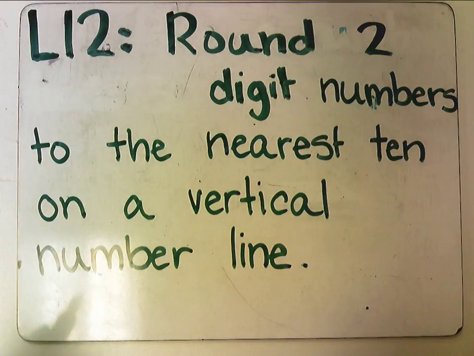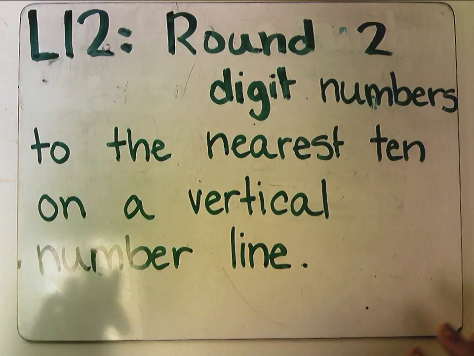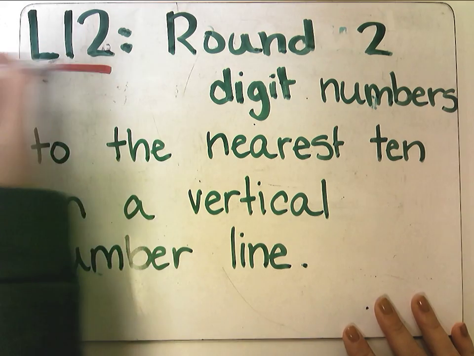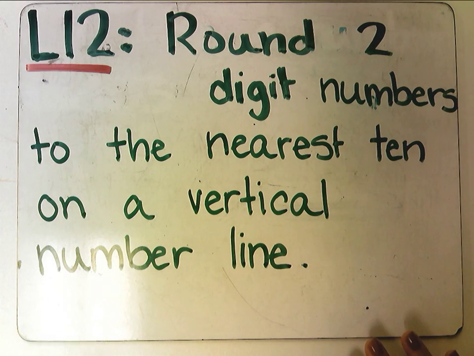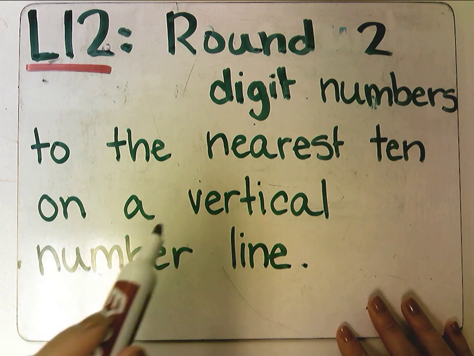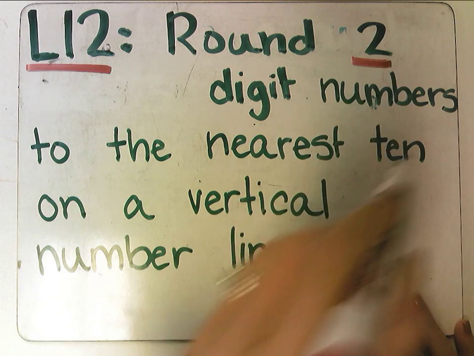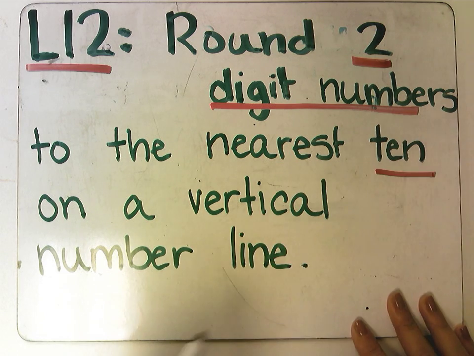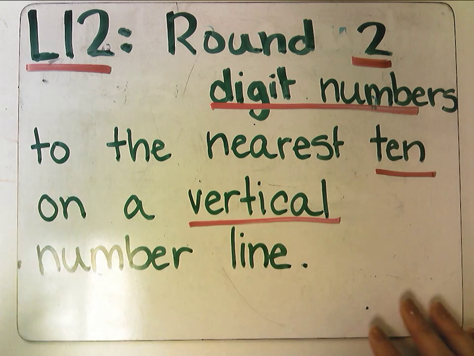Morning, room 32. So we are back on our YouTube videos, and today we're going to cover lesson 12. Our learning objective for today is to round two-digit numbers to the nearest 10 on a vertical number line.